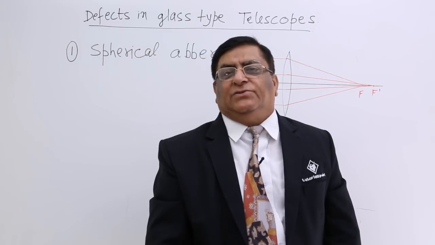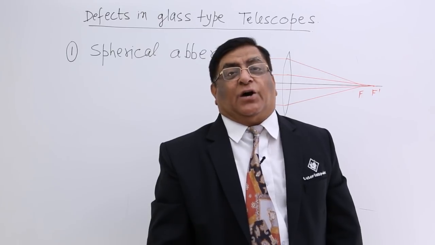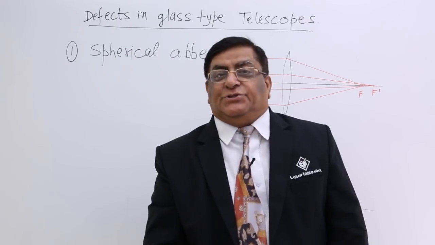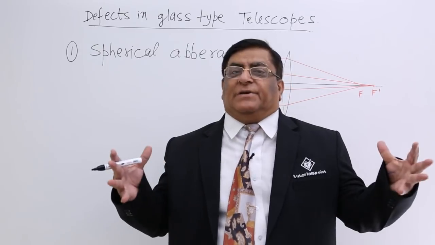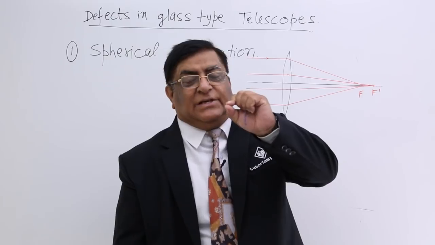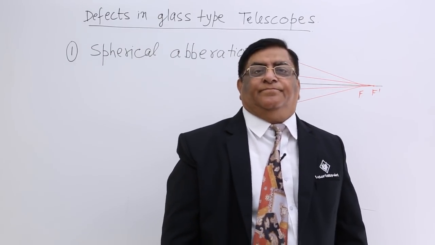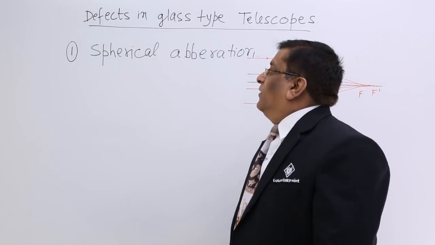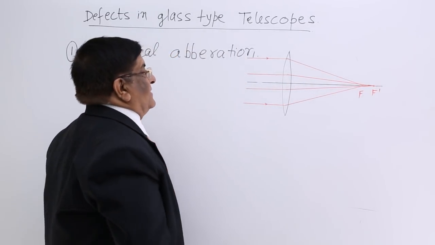When we are making an image and observing it, what we want is that the image should be very sharp, made at one single point. Then it will be very sharp and clear. Now, when it comes to very large images of very large objects and we are using a telescope, we want this thing to be very, very minute. But there is a problem, and the first problem is there is a defect in the lens, and we call that defect spherical aberration.